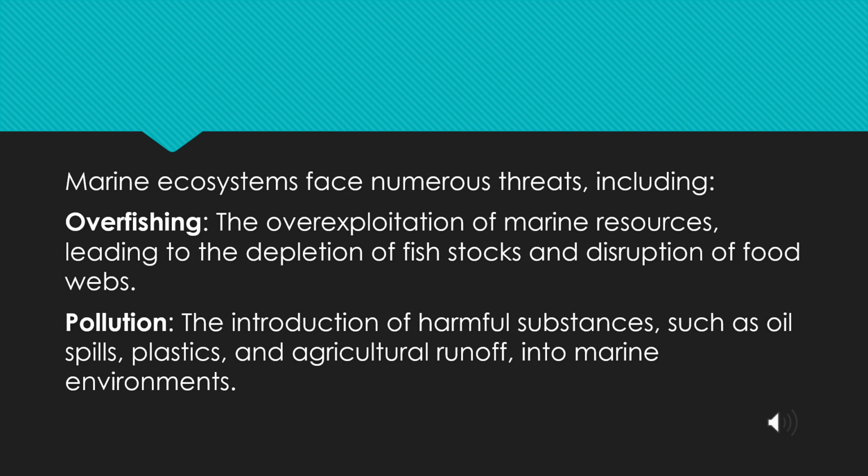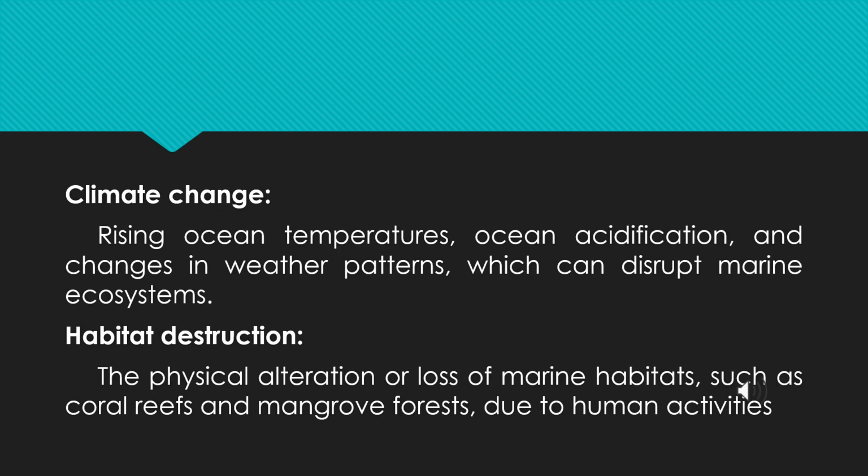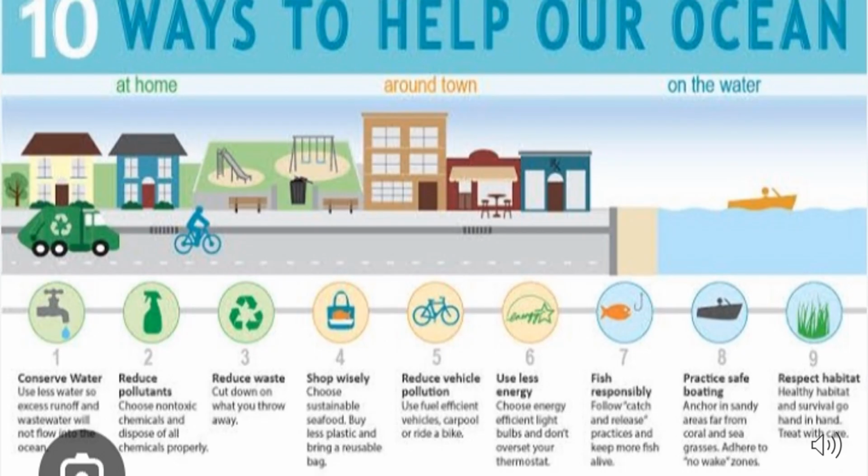then pollution. The introduction of harmful substances such as oil spills, plastic and agricultural runoff into the marine environment. Then climate change. Rising ocean temperature, ocean acidification, and changes in weather patterns which can disrupt marine ecosystems, and then habitat destruction. The physical alteration or loss of marine habitats such as coral reefs and mangrove forests due to human activities. I have mentioned 10 ways to help our ocean.